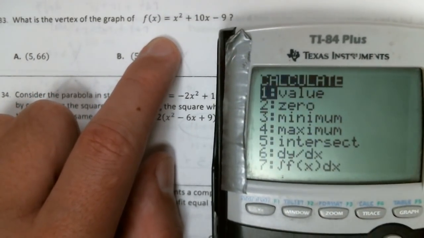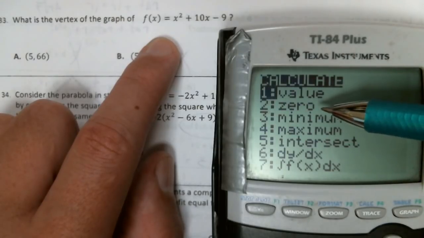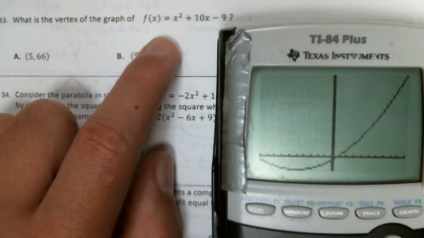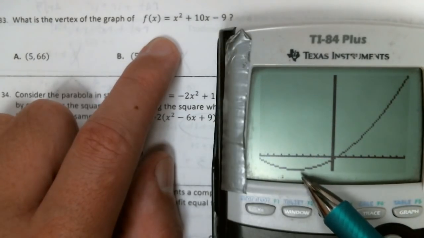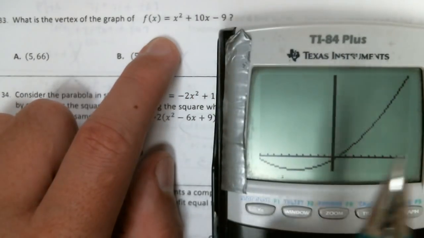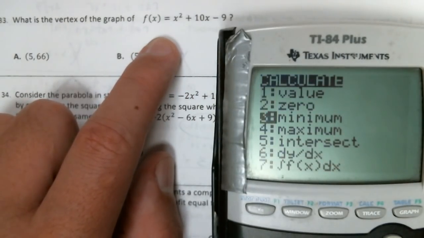Second calc. Okay. Now which of these am I going to select? I don't want the zeros. I don't want the roots, solutions. I need a minimum or a maximum. So if I go back to my graph, what are we looking at? Is that a min or a max? That's a min. It comes down to a minimum value and then it goes back up. So second calc, go ahead and select minimum.